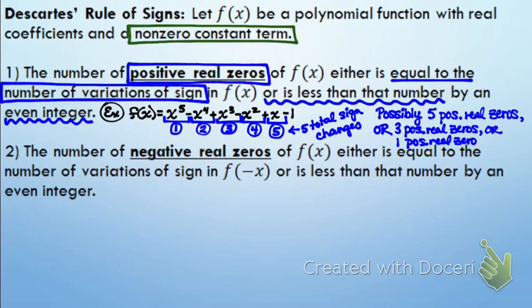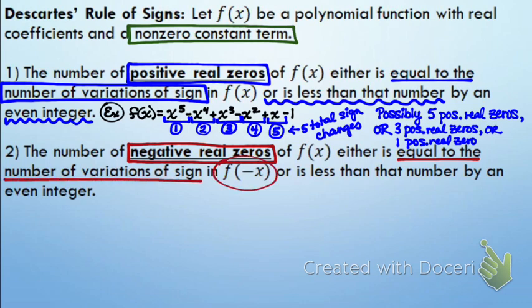So that's half of Descartes' rule of signs. The other half of Descartes' rule of signs tells me about the negative real zeros of f of x. This time, it's going to be equal to the number of variations of sign in f of negative x, or less than that number by an even integer. So I'm going to have to substitute in and then look at my sign changes.